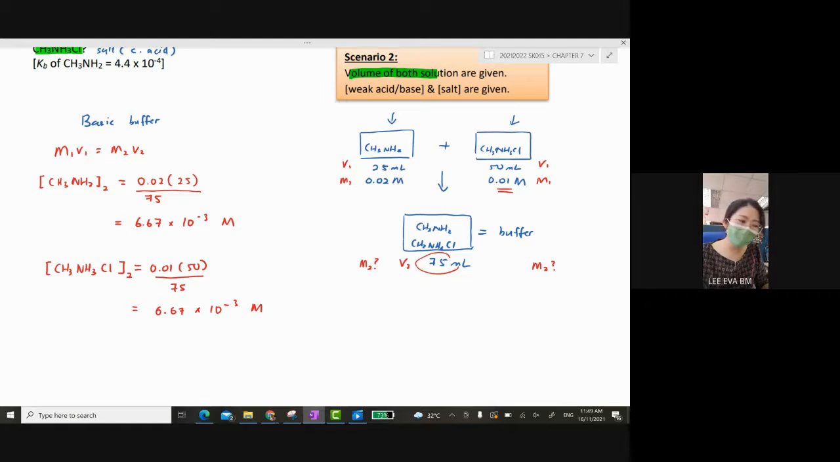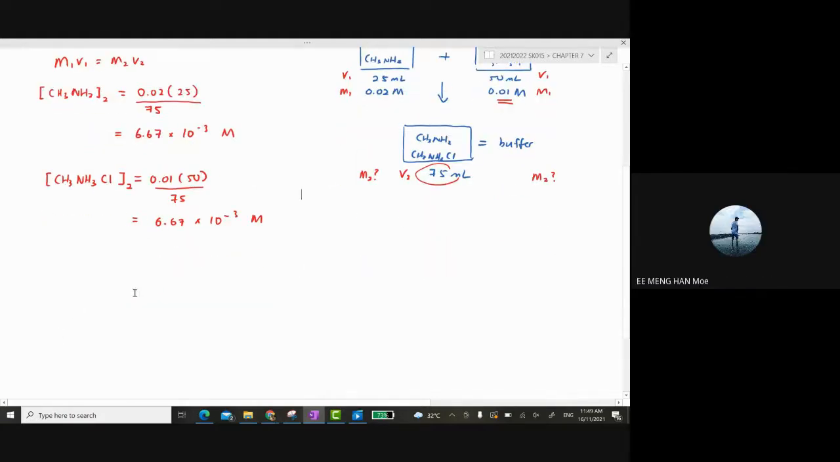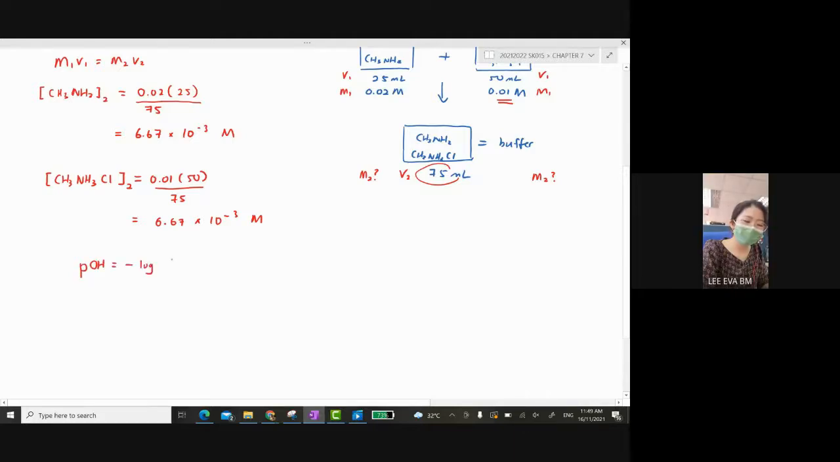So just now we said this is a buffer, a basic buffer. So what formula am I going to use? POH. POH equals to negative log KB plus log on the top concentrations of your salt or concentrations of your conjugate acid. Then on the bottom you have your base CH3NH2. Pastikan formula adalah betul ya. And then just substitute the value.